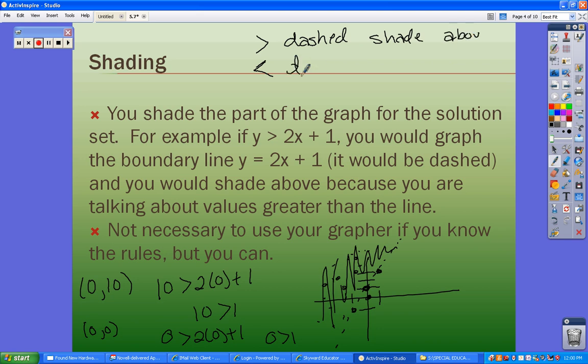Less than is going to be dashed, shade below. Some people might like if I put an E there. And if I add the equal sign, then it won't be dashed, then it'll be a solid once you add those in there.